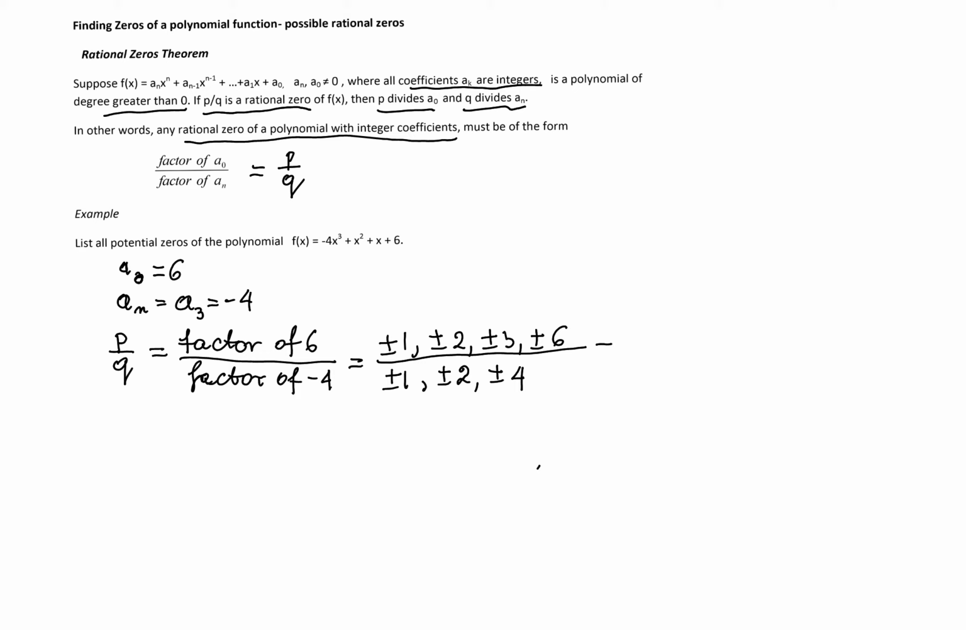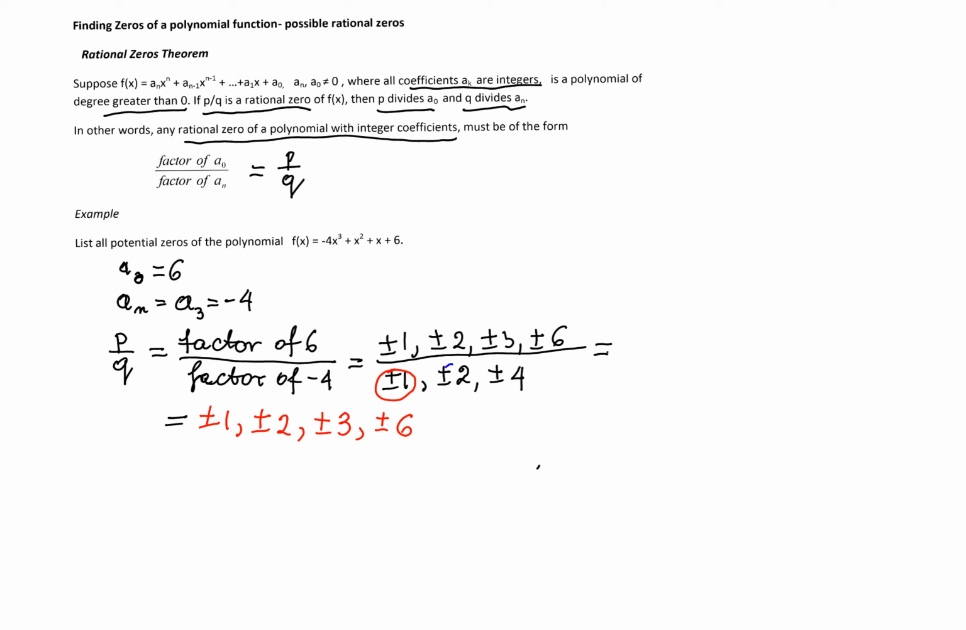So let's list all those numbers. If I choose plus or minus 1 in the denominator, then I will obtain the following numbers: plus or minus 1, plus or minus 2. Now plus or minus 3 divided by plus or minus 1 is plus or minus 3, and plus or minus 6 divided by plus or minus 1 is plus or minus 6.